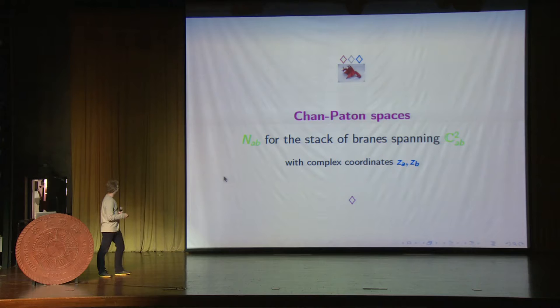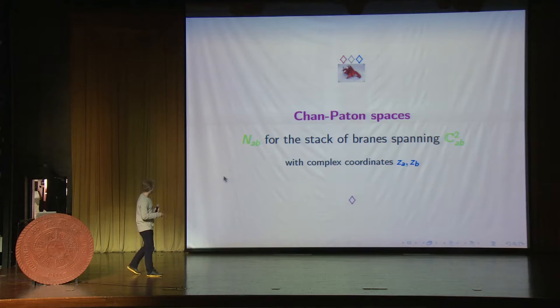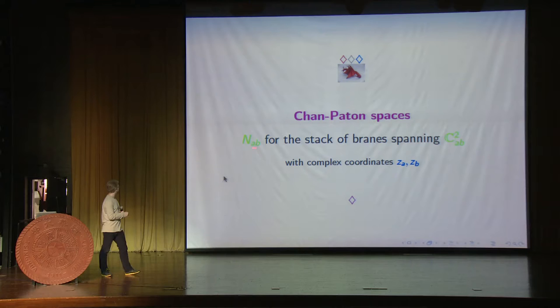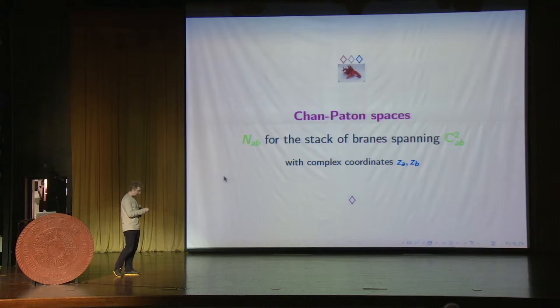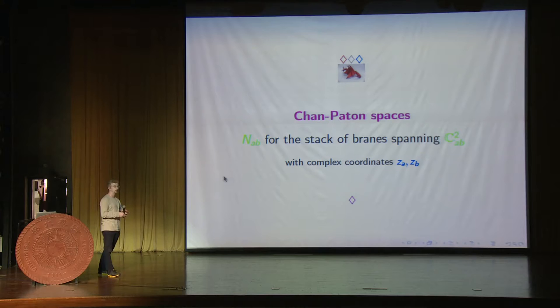So we just should remember that for each stack of branes spanning its own four-dimensional or six-dimensional space, there is a Chan-Paton space, which I will call N_AB. And so A and B are a pair of indices, each chosen from 1 to 4. And so this is where each C2_AB will span some gauge theory locally, some U(N_AB) gauge theory, but these theories will talk to each other via defects which they share.